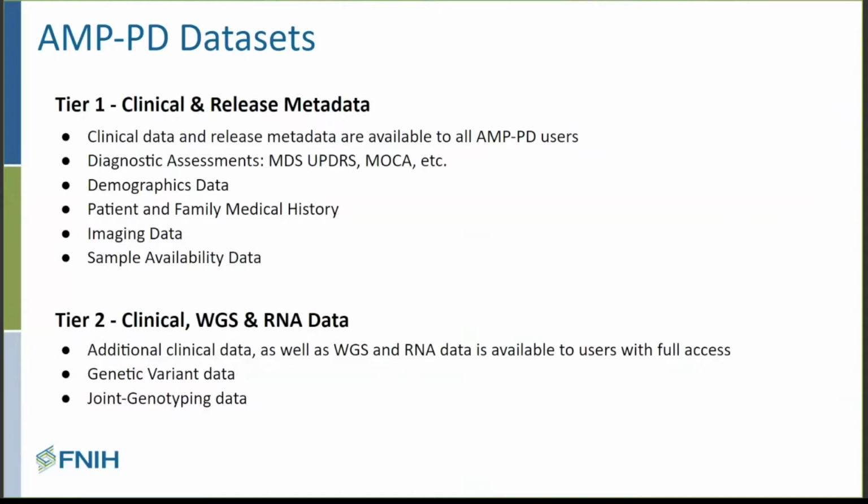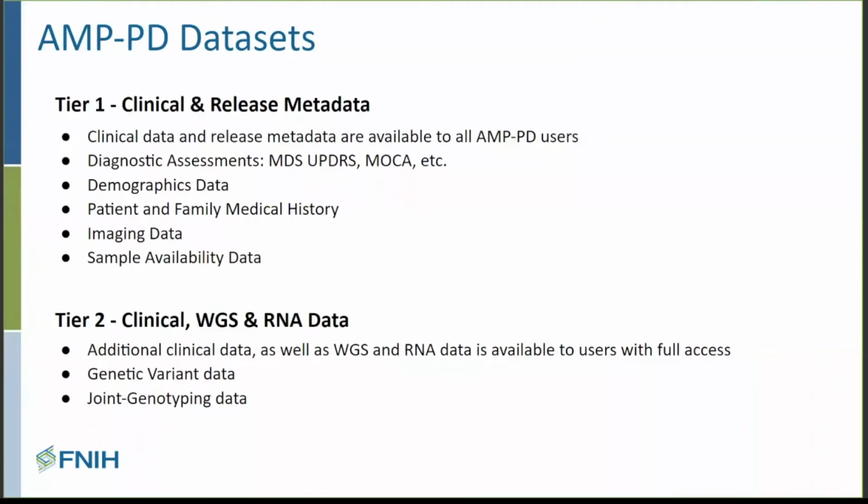The clinical data and the release metadata are available for all registered users. That gives you access to all of the data you would need to identify the cohorts of interest and the subjects of interest, and it tells you what data is available in AMP-PD on those specific users.